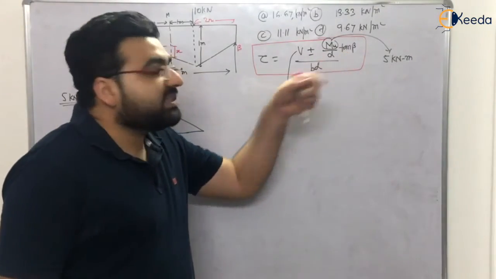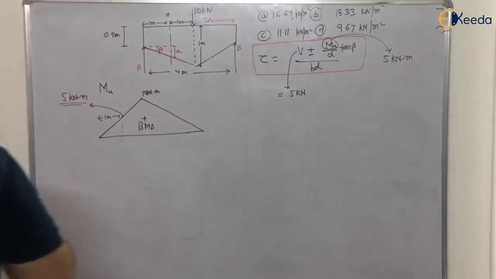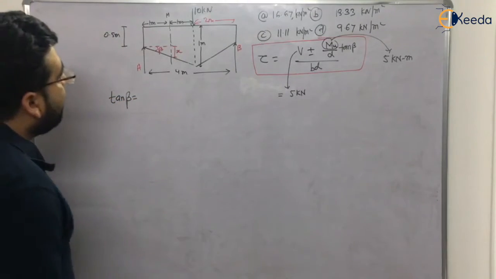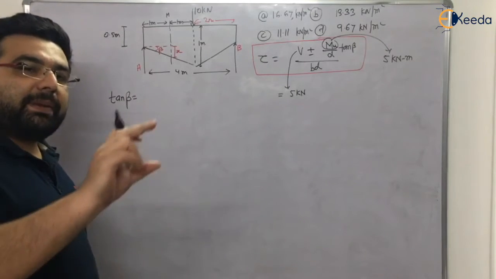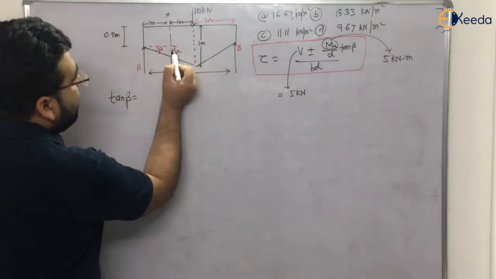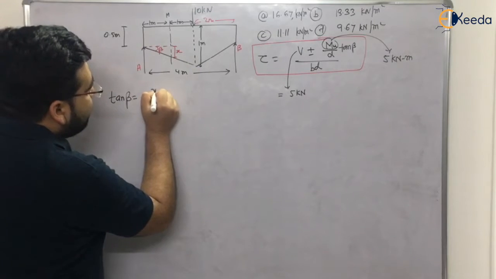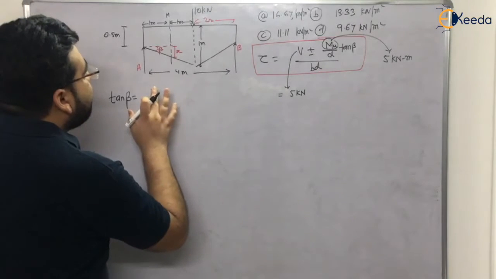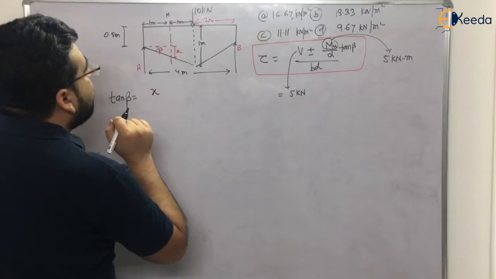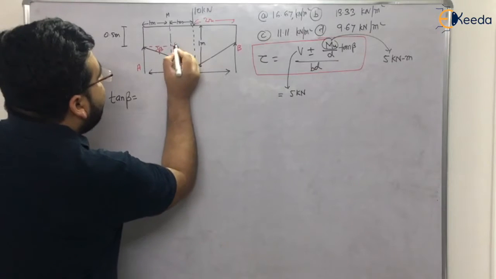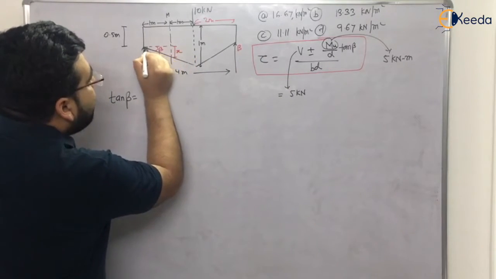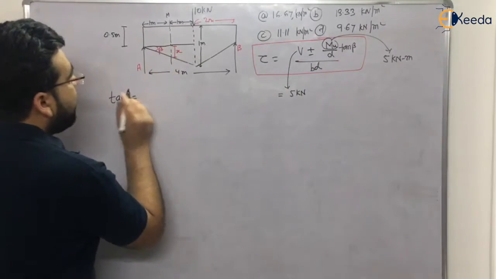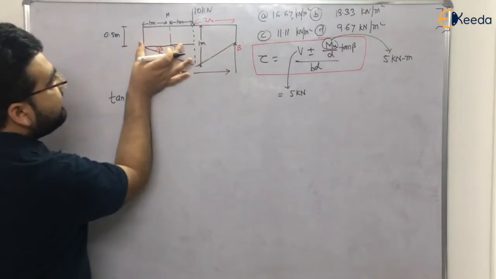The third parameter is tan beta. So let me rub it. Now what is tan theta? Perpendicular upon base, right? So perpendicular is this, let us say this is x. Let me simplify it. If I draw this triangle, then tan beta will be equal to this distance divided by this distance.